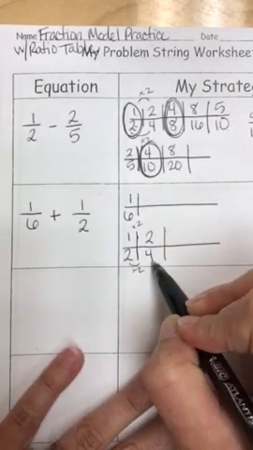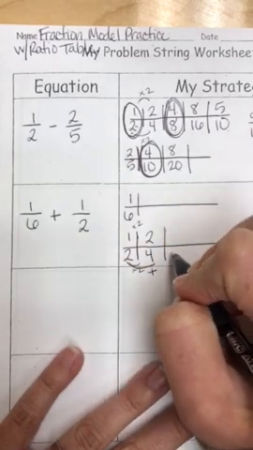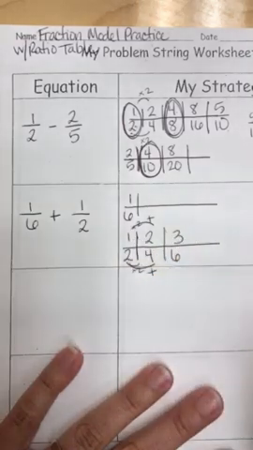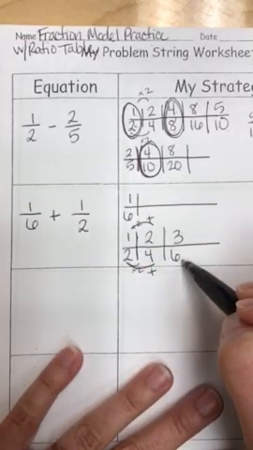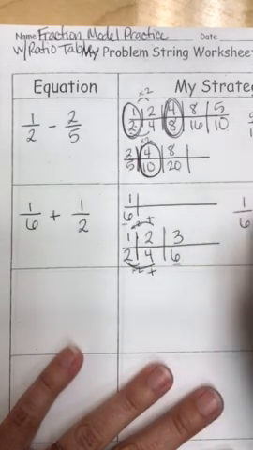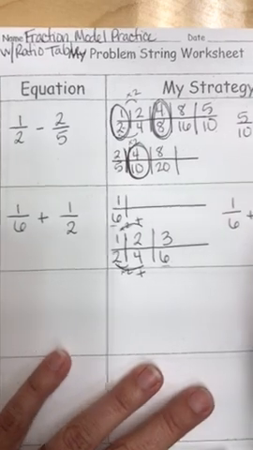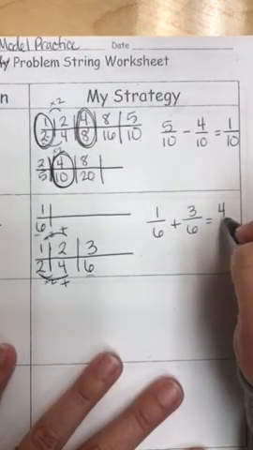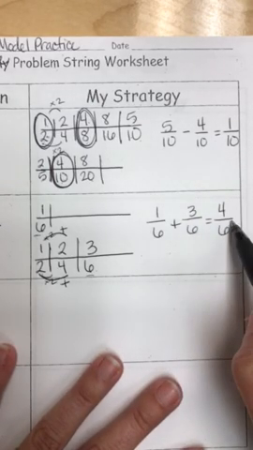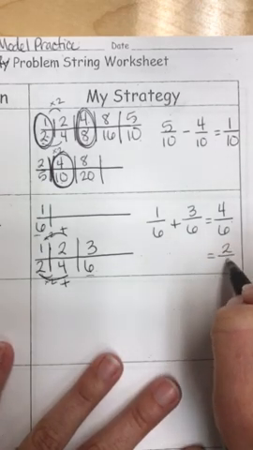Well, now I know that 2 and 4 make 6, so I'm going to add these together, and I would get 6, which then I have to add the top together, and I would get 3. So now I have 1/6 plus 3/6, and I can use these because they have the same number at the bottom, the same common denominator. 1/6 plus 3/6 equals 4/6.